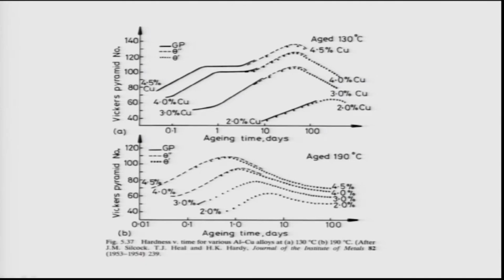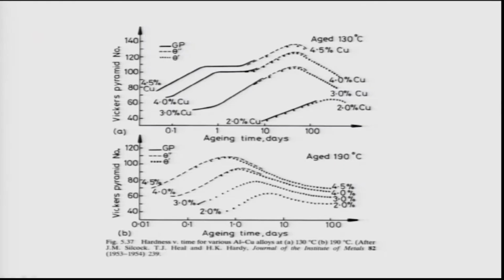Let us look at the top part of that. What is plotted here is the Vickers hardness versus aging time in terms of days for different concentrations of these alloys. Similarly, the bottom figure is the same thing, only the difference is that the aging has been done at a higher temperature, about 190 degrees Celsius. And so let us first look at the top curve.